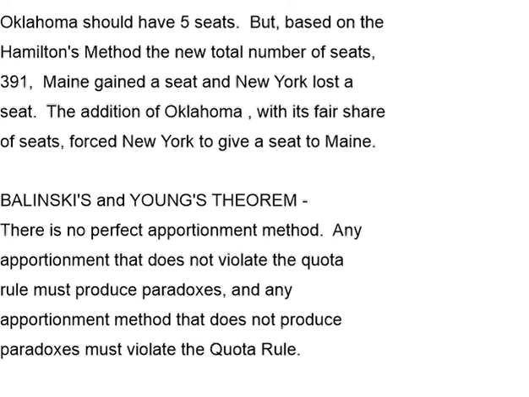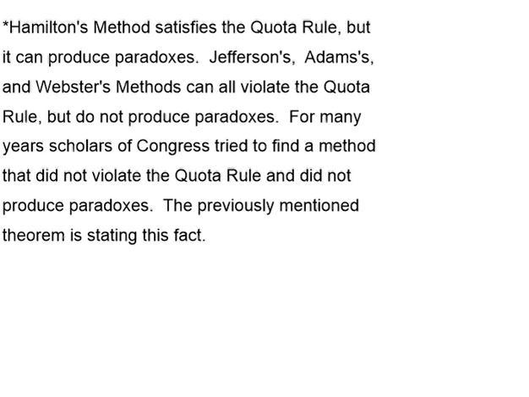The addition of Oklahoma with its fair share of seats forced New York to give a seat to Maine. Balinski and Young's theorem. There is no perfect apportionment method. Any apportionment method that does not violate the quota rule must produce paradoxes, and any apportionment method that does not produce paradoxes must violate the quota rule.